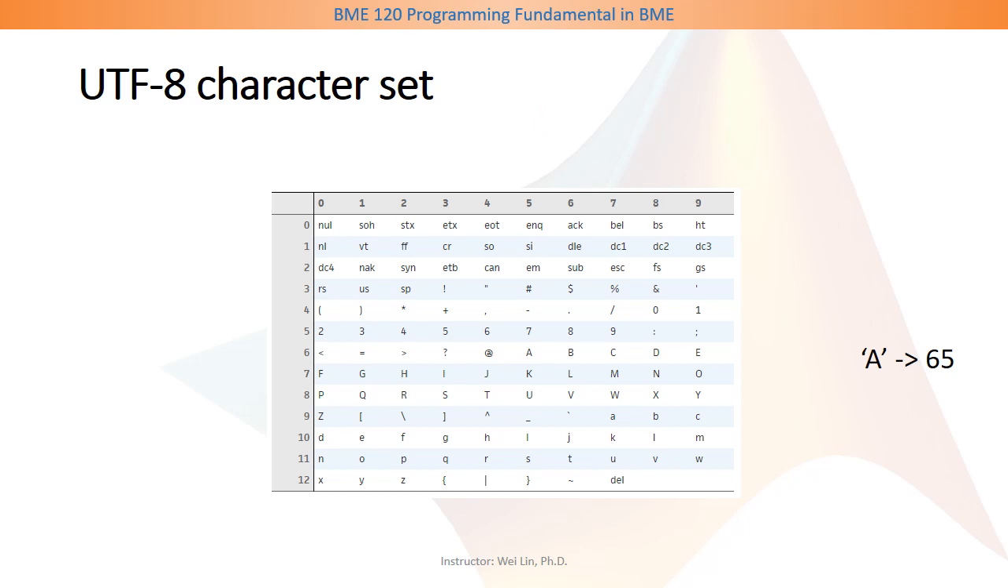Let's look at another character, 0. When you check the table, you will find the code for the character 0 is 48. I have to emphasize that the character 0 and the value 0 are totally different. Character 0 just means it's a character, and value 0 is the number 0. So the character 0 has a code of 48.